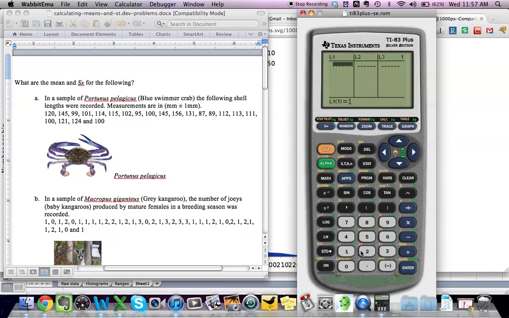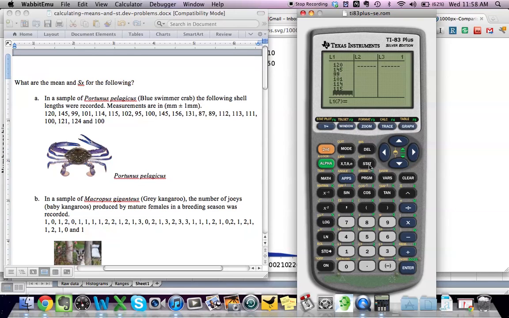So 120 and 145, 99, 101, and I'm not going to put all of these in here, but I'll put in 6 of them. Okay, so there's my first 6 data points.